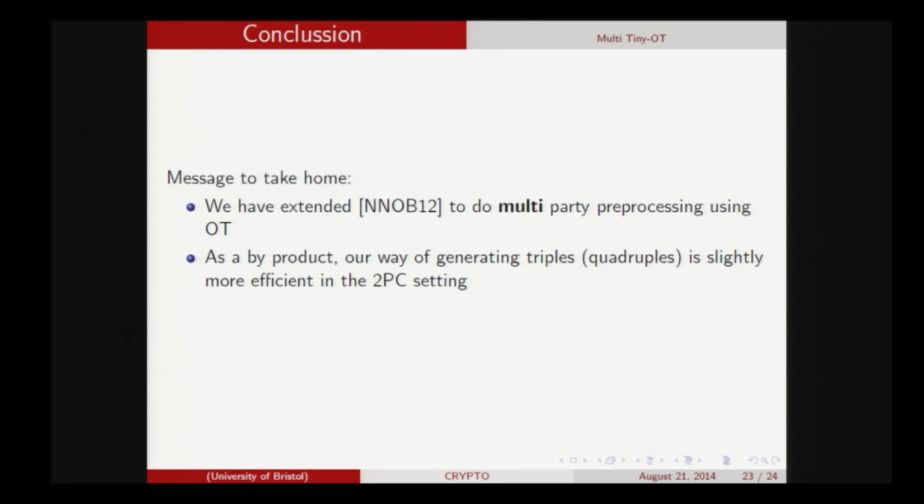And so, to conclude, the message that I want you to take home is that now you can do practical MPC using Oblivious Transfer in the multi-party case.